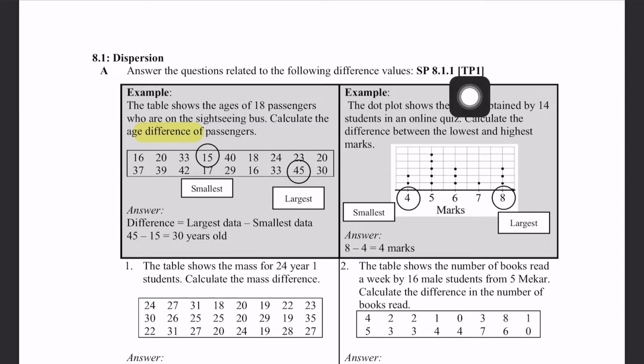Okay, next, if your data is in this kind of data, a dot plot. The dot plot shows the marks obtained by 14 students in an online quiz. Calculate the difference between the lowest and highest marks. From this dot plot, we know that the highest mark is 8 and the lowest mark is 4. So to find the difference is 8 minus 4 equals 4 marks.